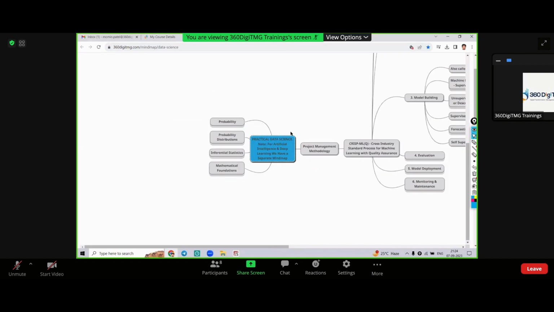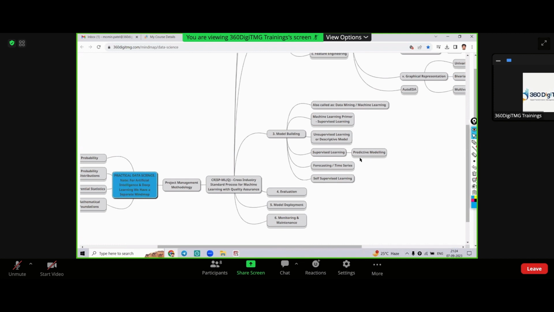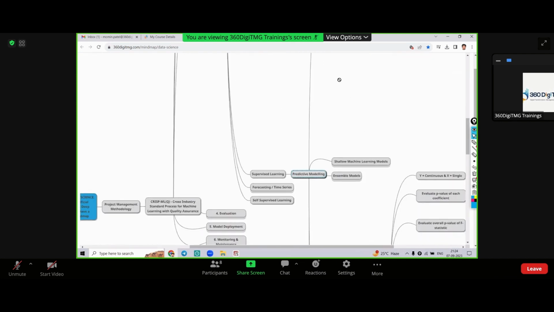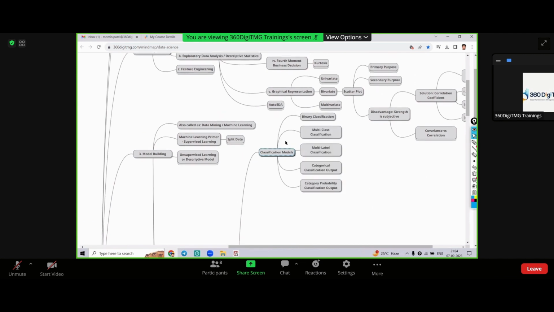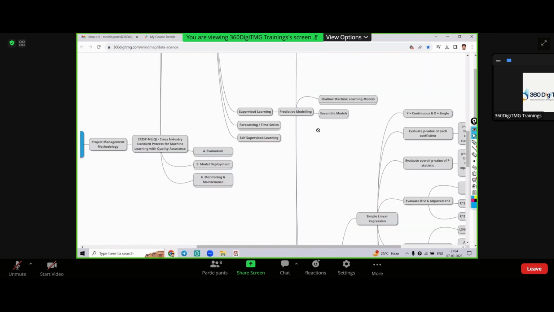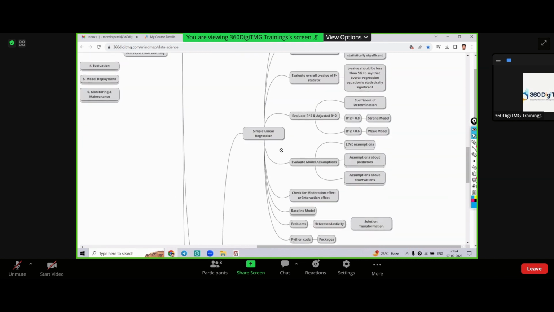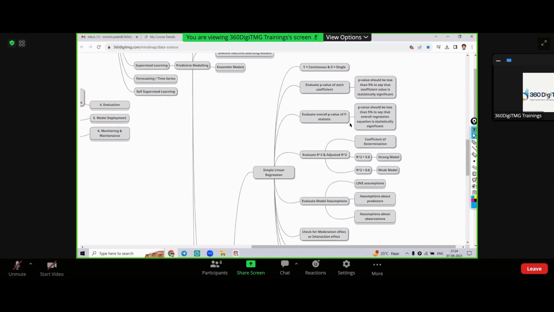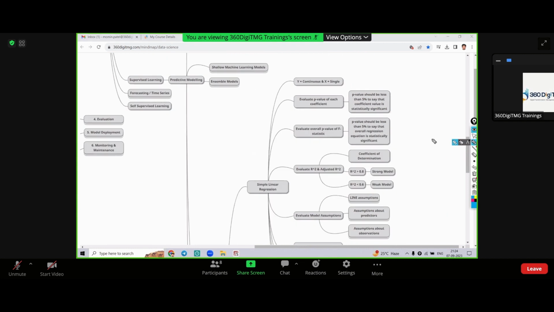The recording has stopped. So if you go through this, you have supervised learning, predictive modeling, and in it you have regression models. So here y is continuous, x is single, then evaluate p-values of each coefficient. It should be less than 0.05, then the coefficient values will be significant, that is beta naught and beta 1.